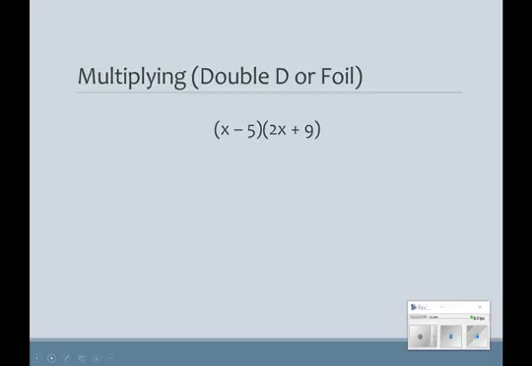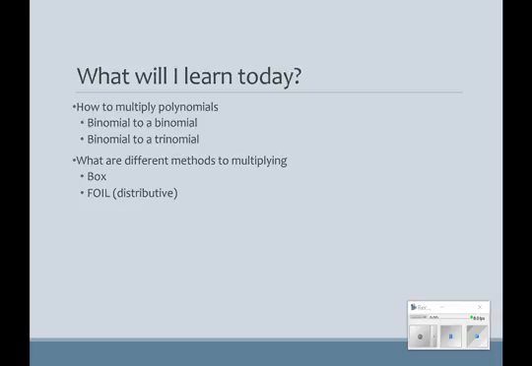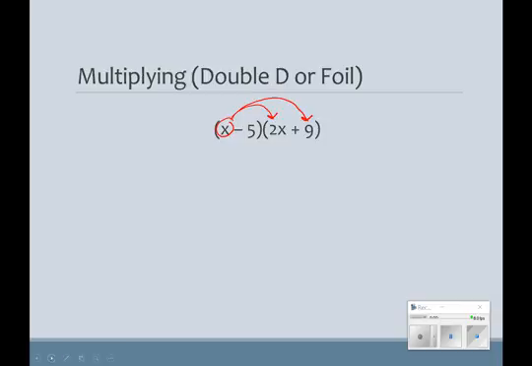We're going to start with, I call it little double d, because what we're doing is we're distributing twice. I'm going to take my x, and I'm going to distribute it to the 2x, and I'm going to distribute it to the 9. So that is going to give me 2x times x, and then plus 9x.